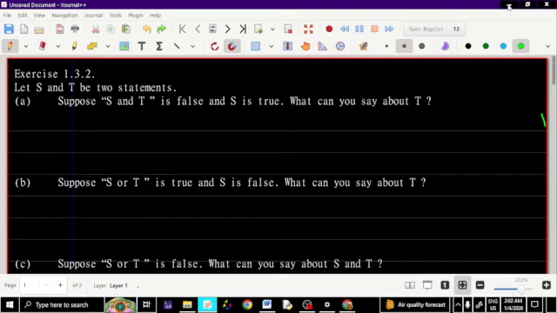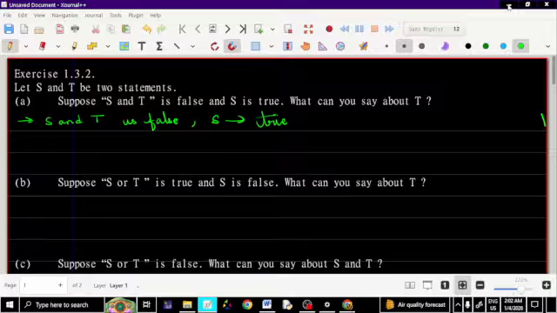Hello everyone. So let's begin with exercise 1.3.2. The question reads, let S and T be two statements. Question number A, suppose S and T is false. So we are given that this statement, S and T, is false, and that S is true. Then what can we say about the statement T?